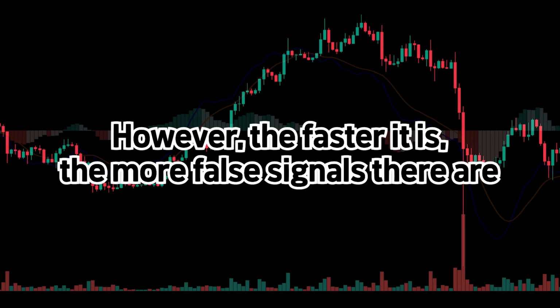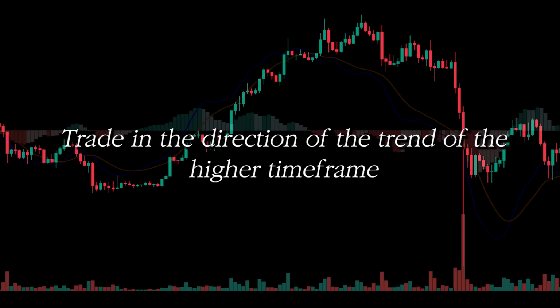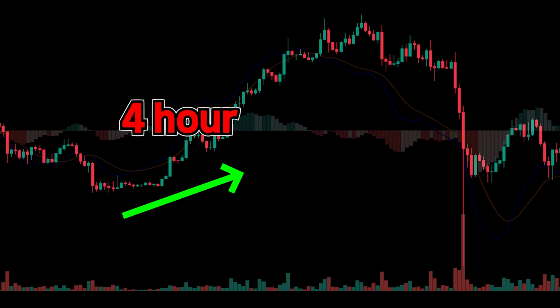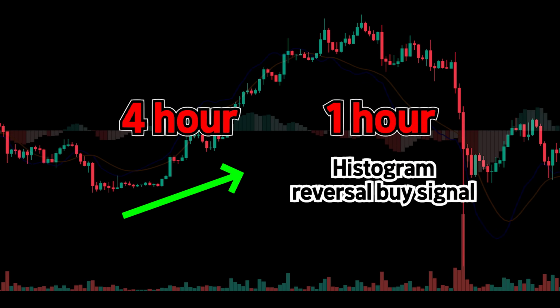The trade-off? Faster signals mean more false signals. Only use this strategy in the direction of the higher time frame trend. If the 4-hour chart is trending up, only take bullish histogram reversal setups on the 1 hour. Never trade against the dominant trend with this one.